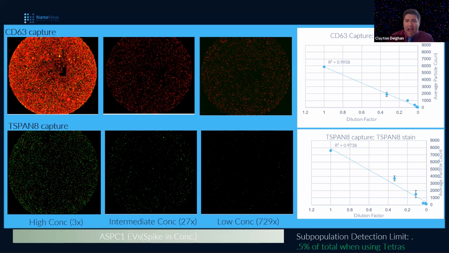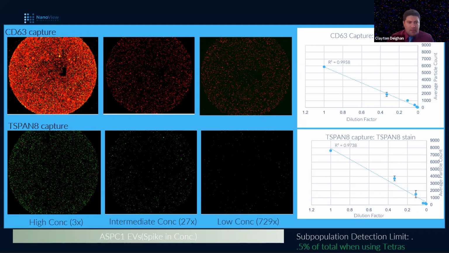So starting on the left, high concentration of cancer-derived EVs. This is the full concentration. The image on the bottom is the TSPAN8 capture, so that's captured what you would expect are only the spiked-in EVs. And the top is capturing both the spiked-in EVs and the native EVs based on CD63 at a constant amount of plasma. So we see on the left-hand side it's very bright red, and we count 6,000 TSPAN8 spots. The bright redness there is actually the addition of the cancer. We can see that the ASPC1-derived EVs are adding to the CD63 signal in a very relevant way.